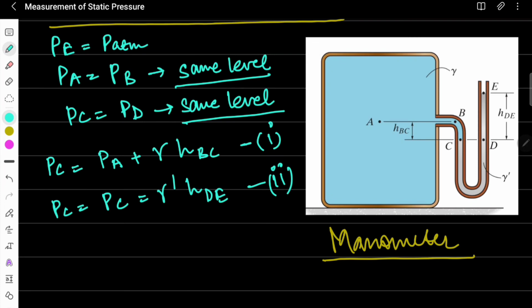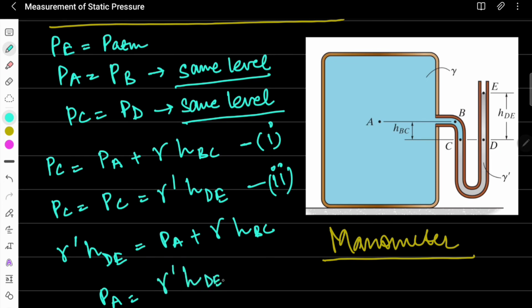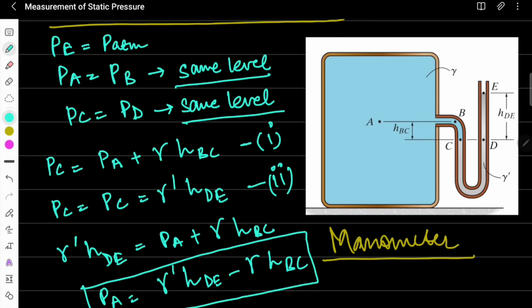If we compare these equations, we can just replace the value of PC in this equation. So this equation will look like, by replacing the value of PC, gamma dash HDE is equal to PA plus gamma HBC. So the pressure at A will be gamma dash HDE minus gamma HBC. So this is the final equation we have figured out.